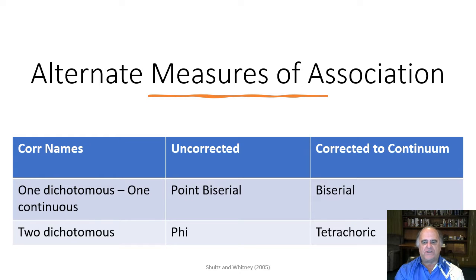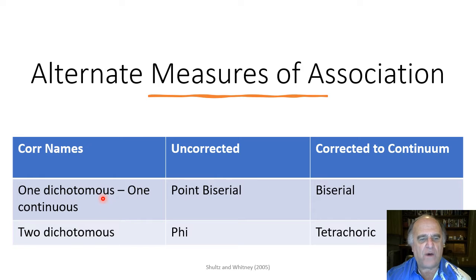So one of the interesting things about this table here is that in two cases where it says uncorrected, the correlation is really just a Pearson product moment correlation coefficient. It's going to be the same, but there's a simpler formula because of the nature of the data. So we can see these are the different names, and this is what each corresponds to.